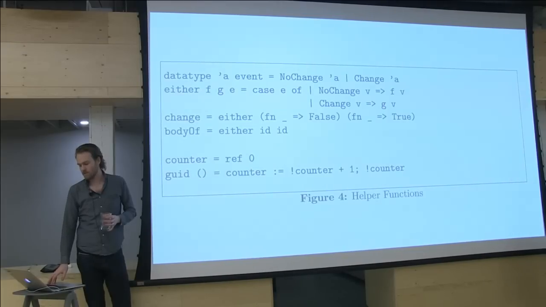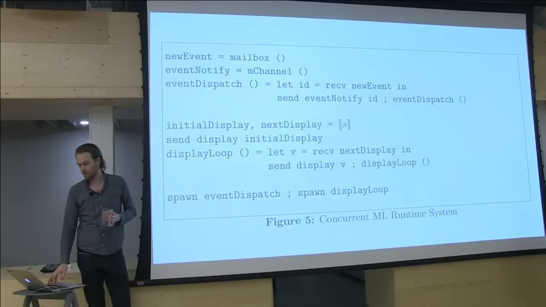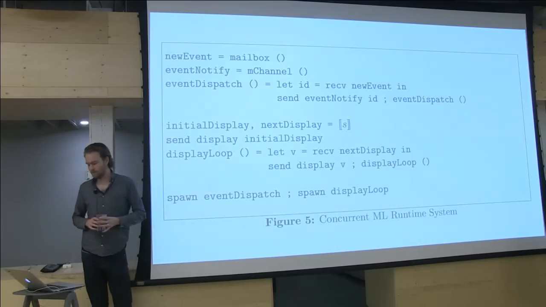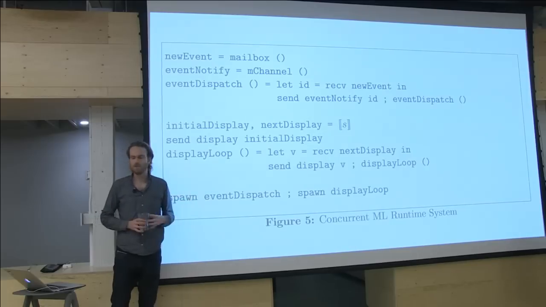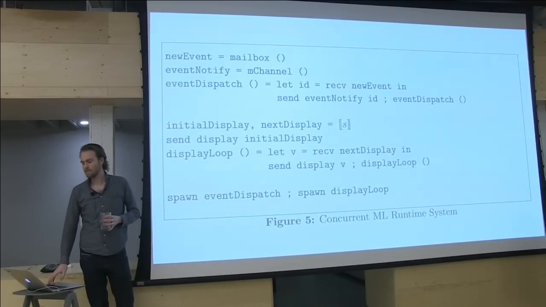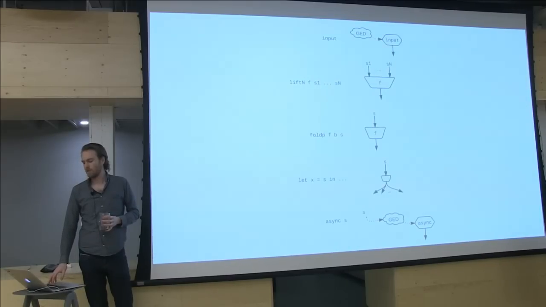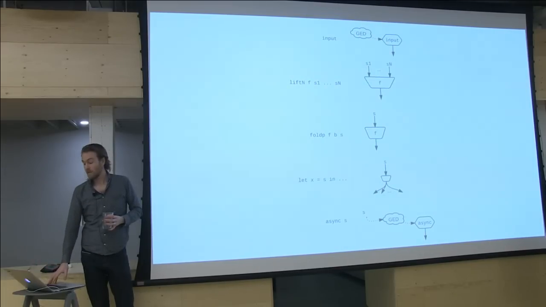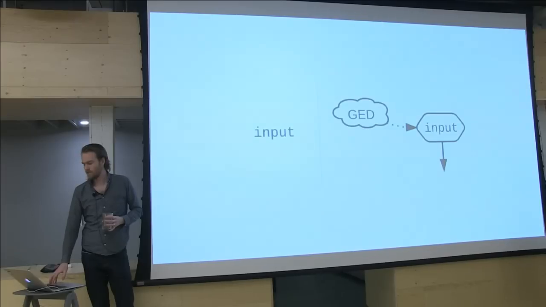Here are some helper functions I won't get into. I'm going to go quickly through this stuff. Basically, you can see here there's the event dispatch and a display loop. We end up spawning a couple of functions for this, and there ends up being a mailbox for new events. Over the next few slides, I'm going to go through the implementations of these different things.